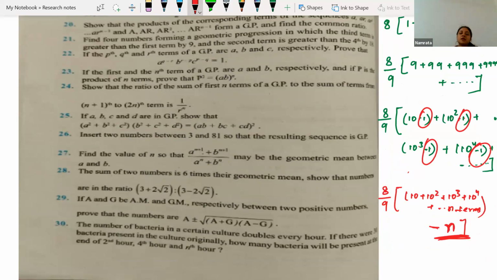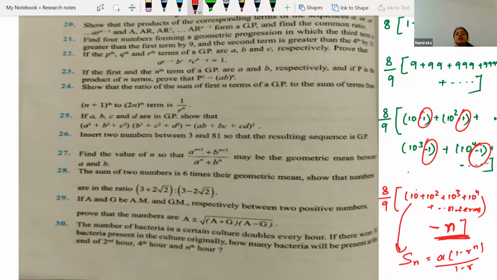Yes, ma'am. Okay, so this one is a geometric series. This one is a geometric progression. As you can see, it's a geometric sequence. We can add the terms by using the formula Sn equals a into 1 minus r to the power n by 1 minus r, or the other formula, r to the power n minus 1 by r minus 1. Just use the formula according to the common ratio, and then you will get this sum.